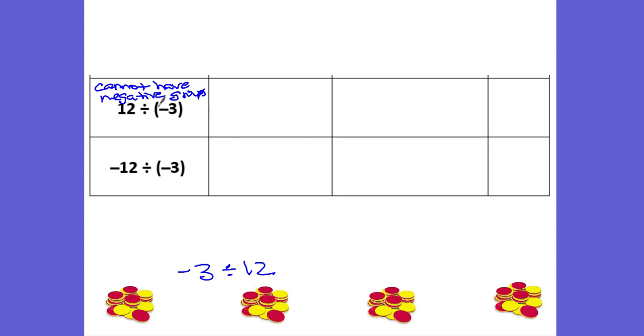So the only thing that we can do is we can take out this negative and put it on the outside of the parentheses. We'll rewrite our expression. We're going to want the opposite of 12 divided by 3. So what does it mean? It means the opposite of 12 shared, split, divided equally into 3 groups.